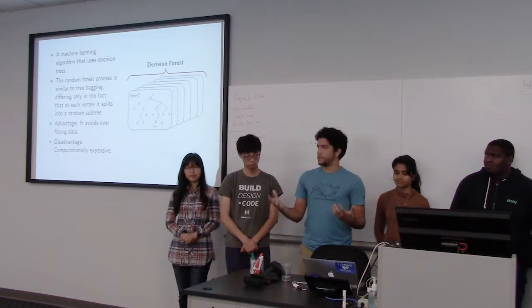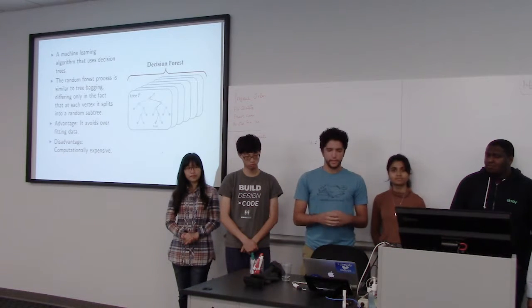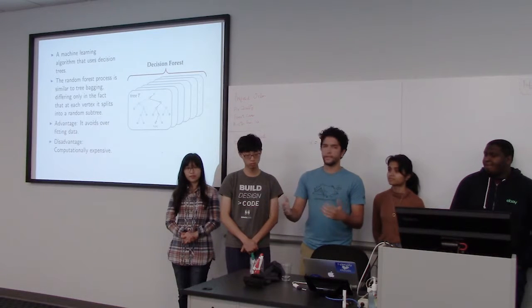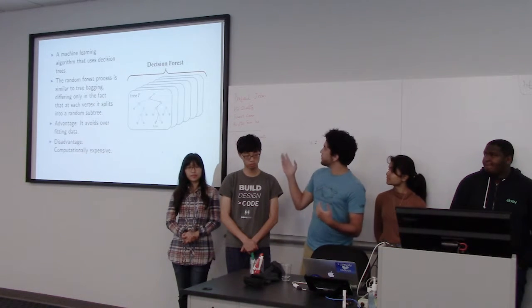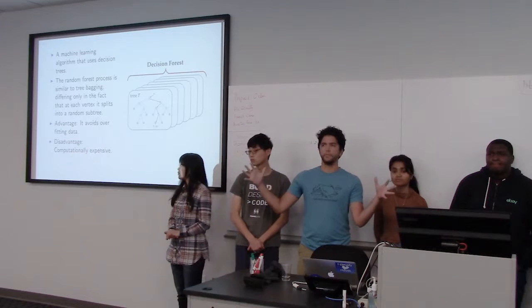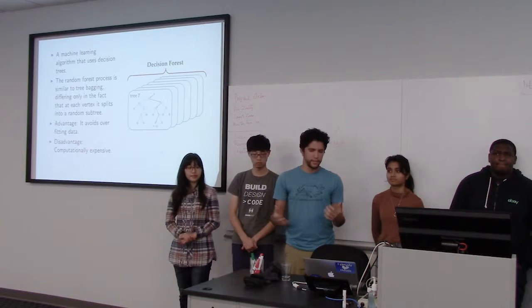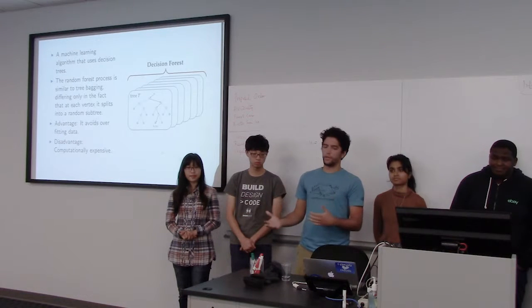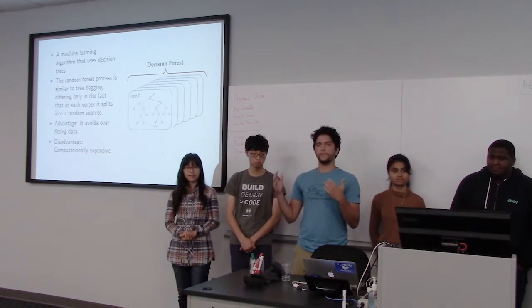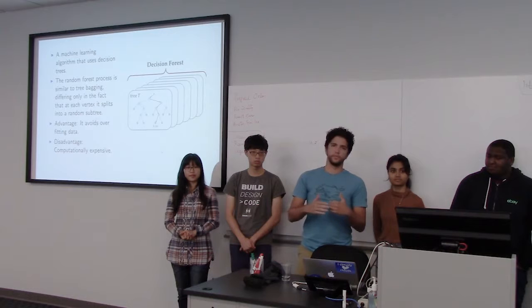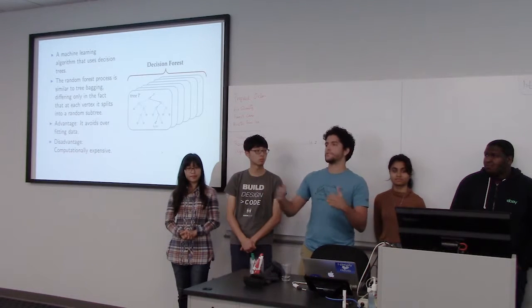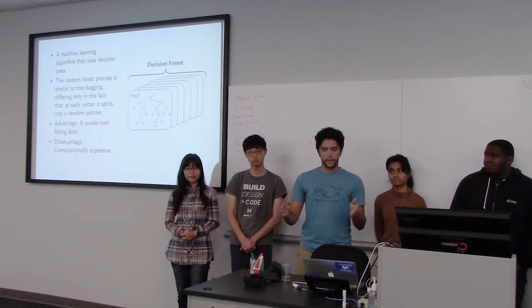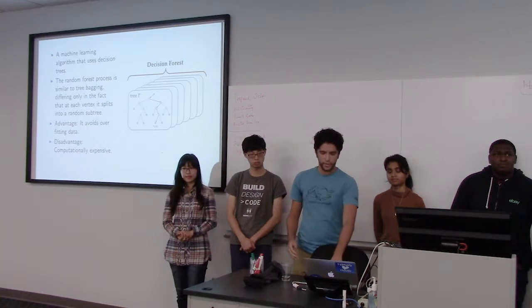An advantage of the decision forest is that it avoids overfitting the data. If we use only one tree, it would overfit our data. Like in the image we have here, it's just a combination of many randomized trees. But a disadvantage is that it's computationally expensive when you're trying to get it more accurate. To achieve more accuracy, you would need more trees, and it would take a lot more time to compute.